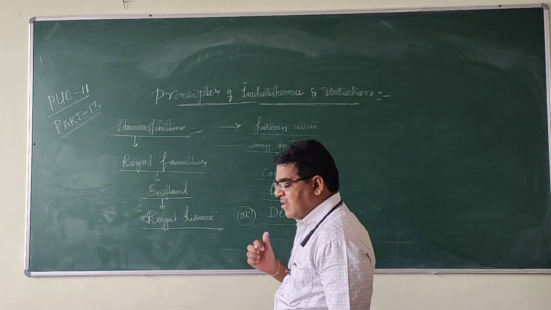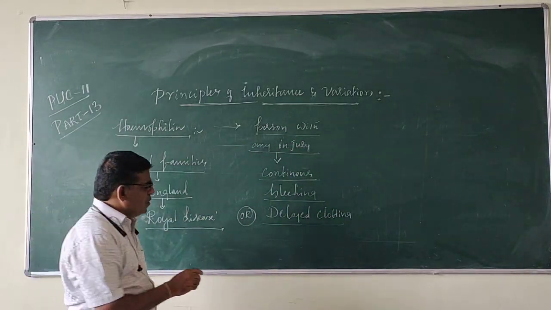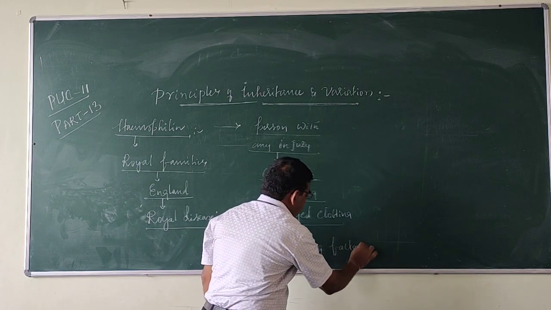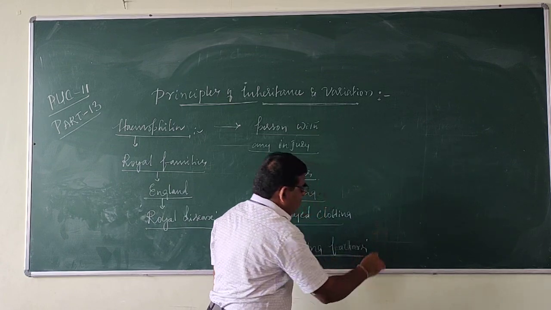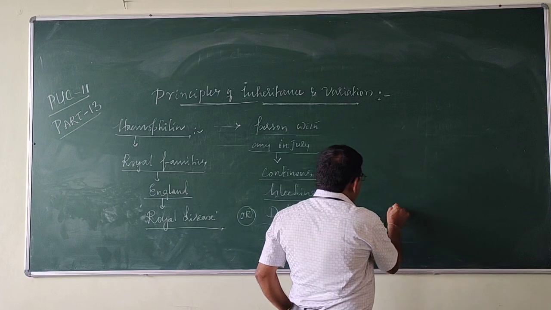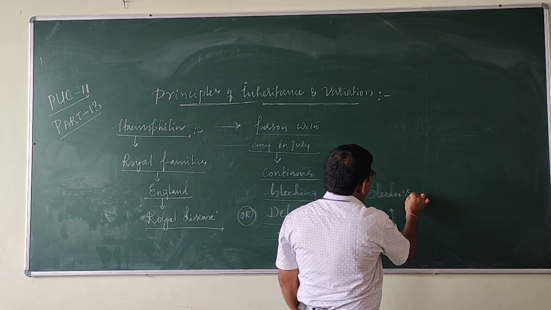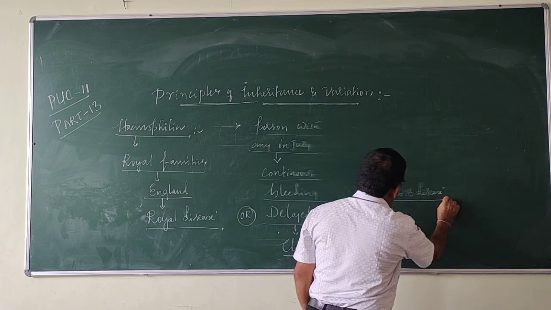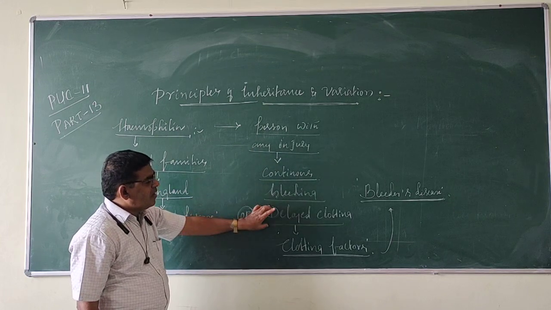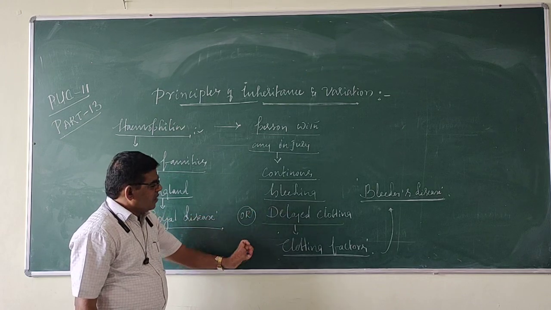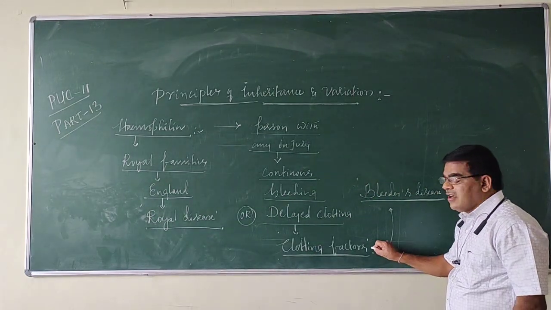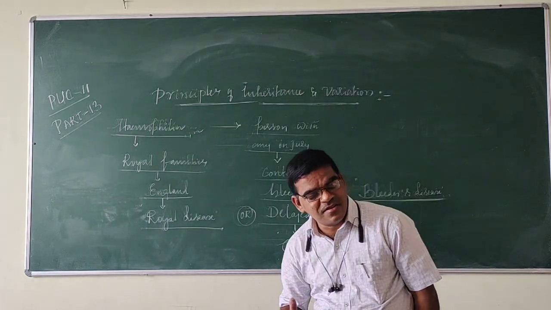to the absence or deficiency of specific clotting factors. Clear? So that's why it is also called Bleeder's disease. Why is it called Bleeder's disease? Because of the continuous bleeding or delayed clotting, due to the absence or deficiency of specific clotting factors in the blood.